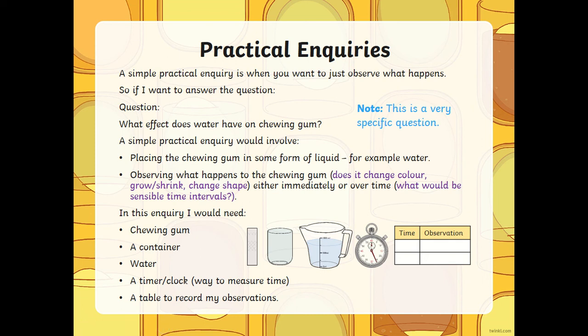So in that, if you were to carry out that inquiry, so the question, what effect does water have on chewing gum? You would need obviously some chewing gum, a container, some water, and a timer or clock, a way to measure the time. And you would have to record what you observe in a chart. Okay, so that's a very simple, practical inquiry.